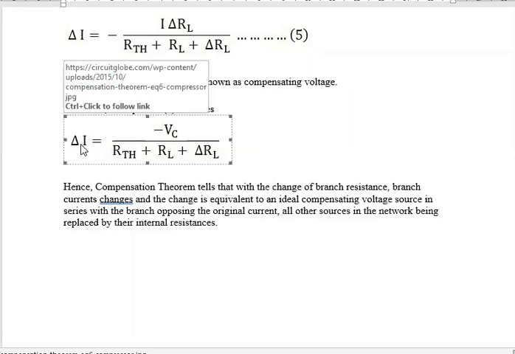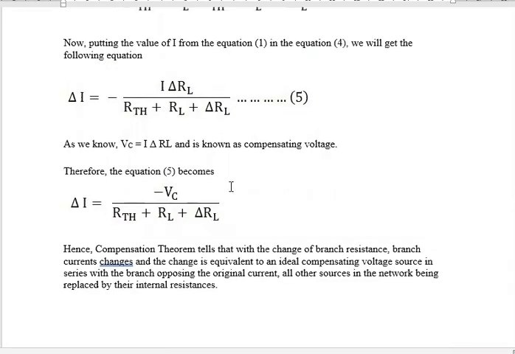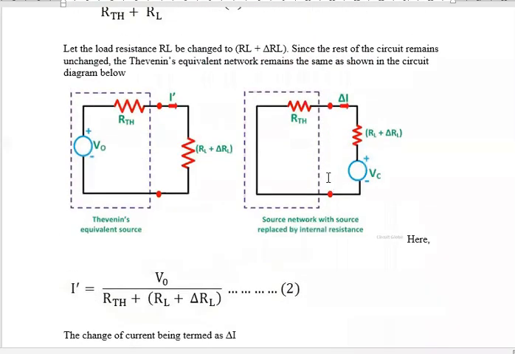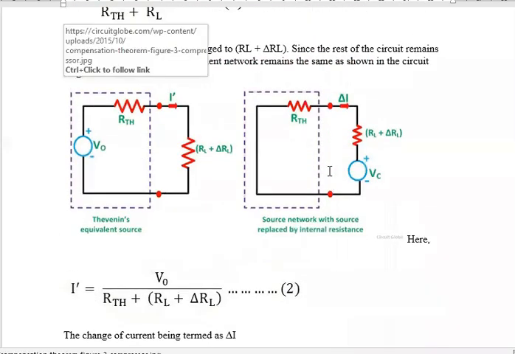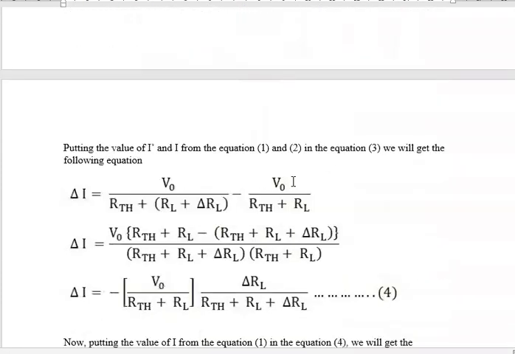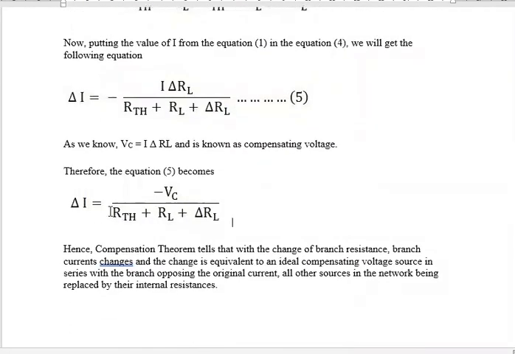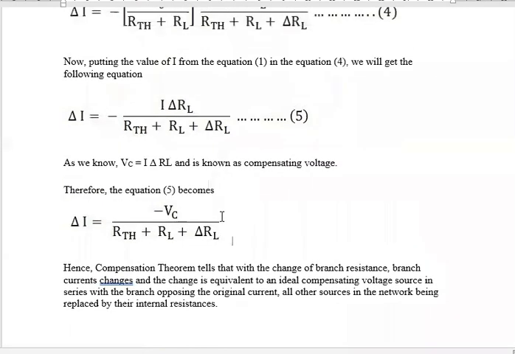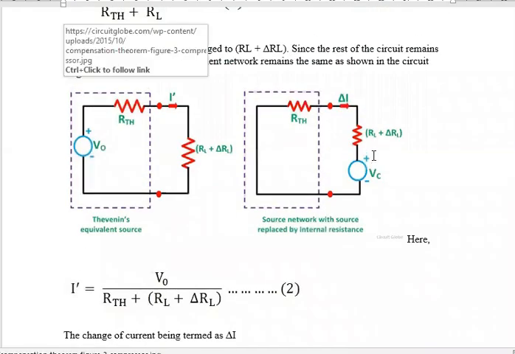Here this is the formula to find the change in current delta I in the load branch, and in order to find this delta I, the equivalent circuit is drawn from this formula. See here, this is the equivalent circuit which is representing this formula: delta I, the change in current, equals VC by RTH plus RL plus delta RL. So in order to find the change in current in this load branch where the change in resistance has occurred, this is the equivalent circuit.